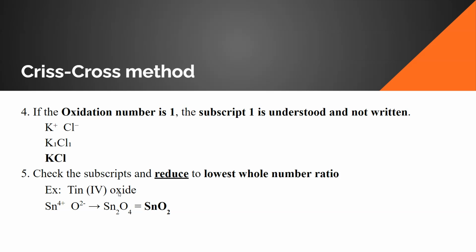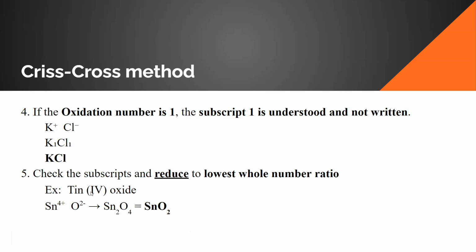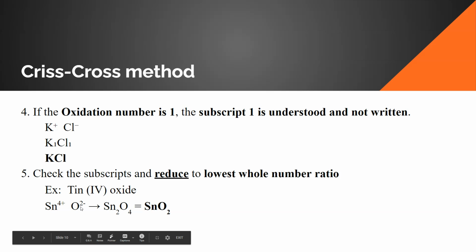Using tin(IV) oxide as the example, the tin is a +4, because the 4 is the charge of the tin. Oxygen, again, is a -2 oxidation state. When I do my crisscross, I initially get Sn2O4. But 2 and 4 are both divisible by 2. If I divide both of these numbers by 2, my subscripts become a 1 and a 2. So the correct way to write the formula is SnO2.